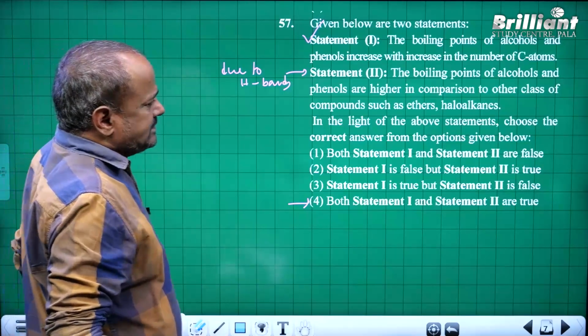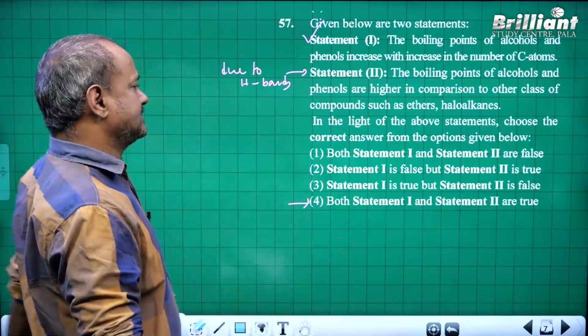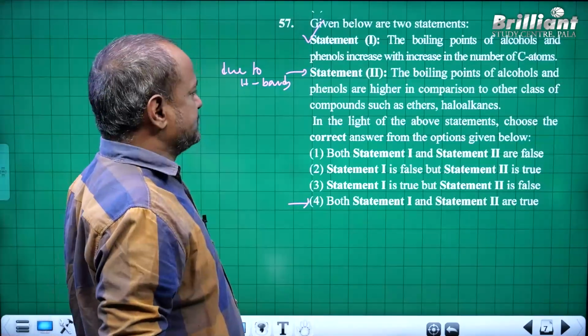Because alcohols and phenols contain OH groups, they will form hydrogen bonds. So intermolecular hydrogen bonding, that is high boiling point. Ethers and haloalkanes do not contain.